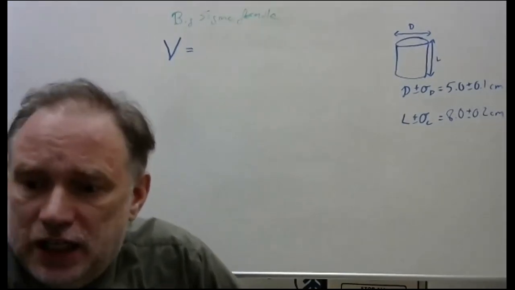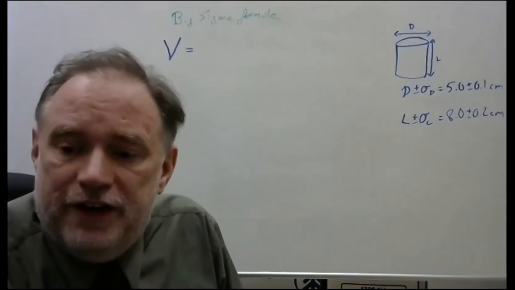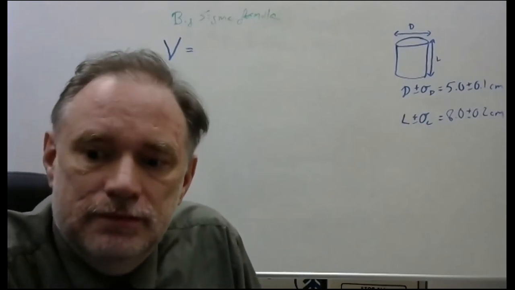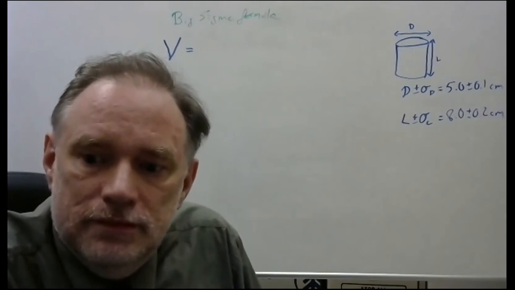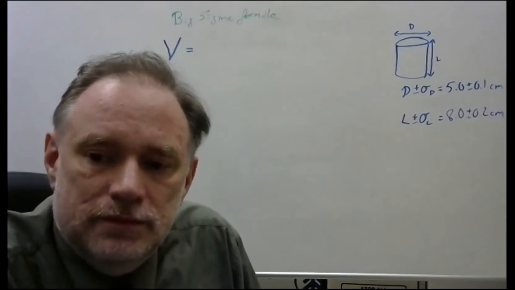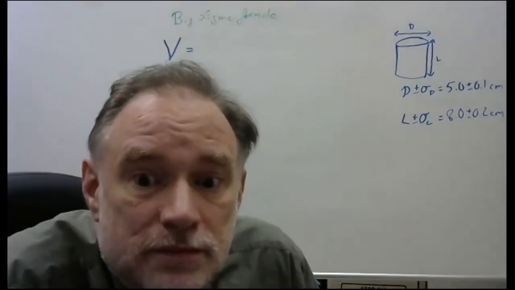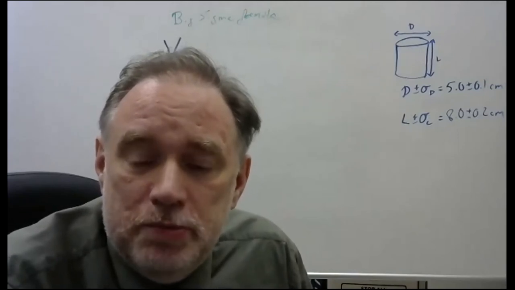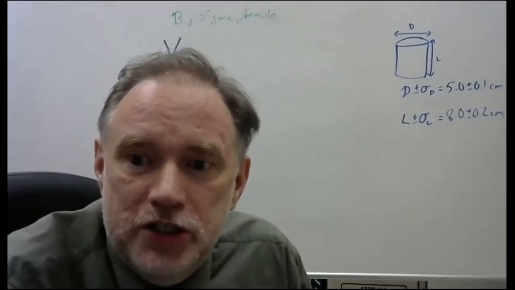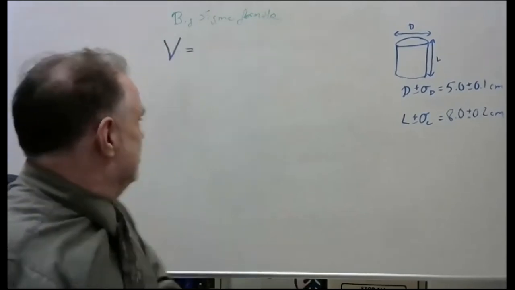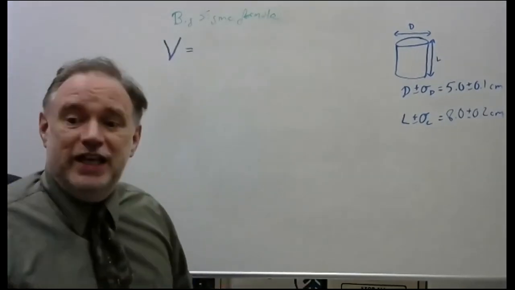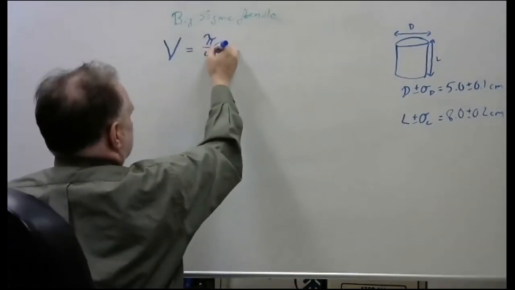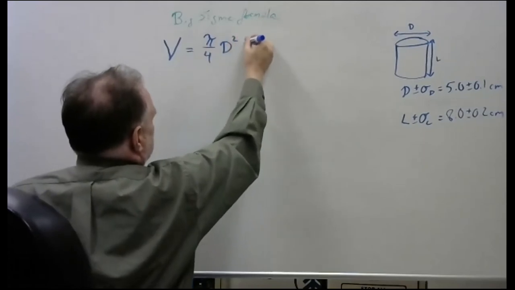So does anybody know what the formula is for the area of a circle in terms of its radius? What would you say? Pi r squared. Okay, that's right, it would be pi r squared. Here we have the diameter, so we get a factor of 4. So pi over 4 multiplied by d squared multiplied by L.